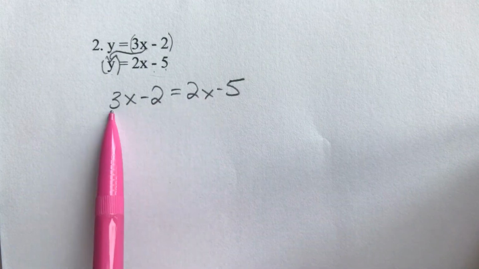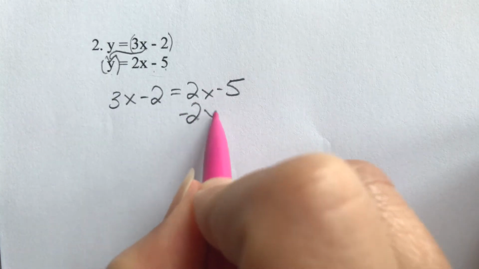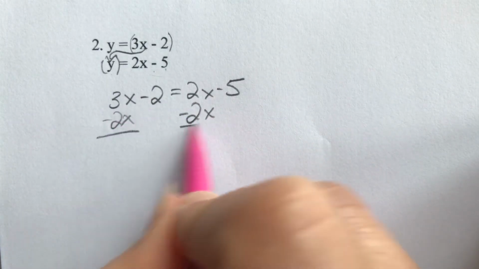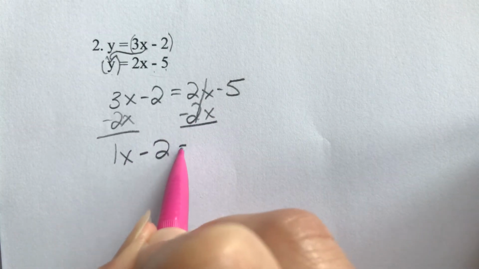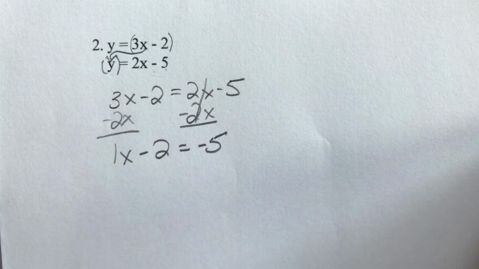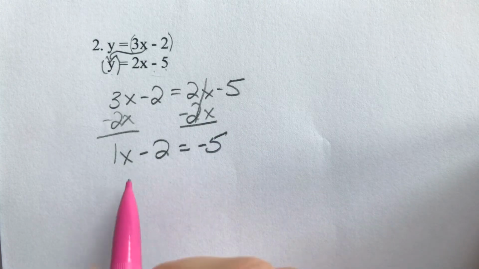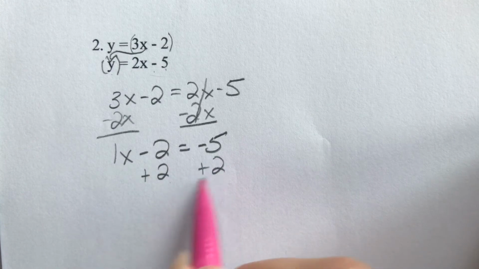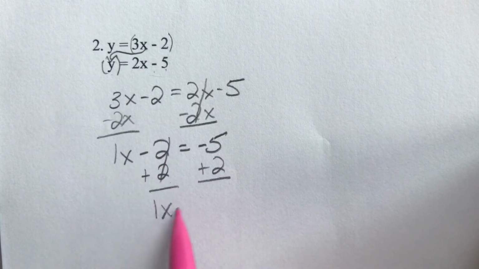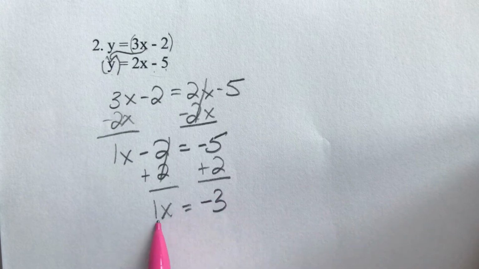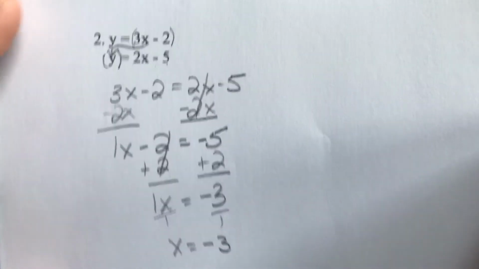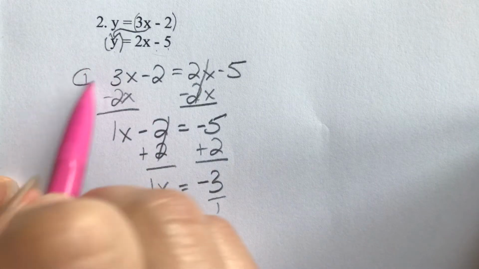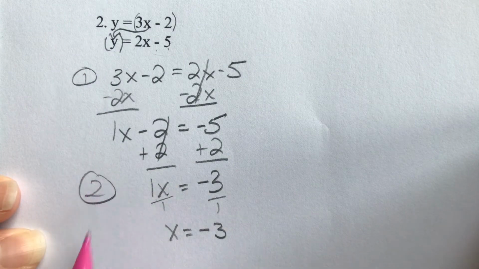Variables on both sides. I like to move the smaller one. We get 1x. Bring down everything else, so minus 2 equals negative 5. Add 2 to both sides. 1x is equal to negative 3. 1x is just x. Some of you guys like to show this divide by 1. X equals negative 3. Okay. Sorry, this was part 1, my substitution. Part 2, I just solved.